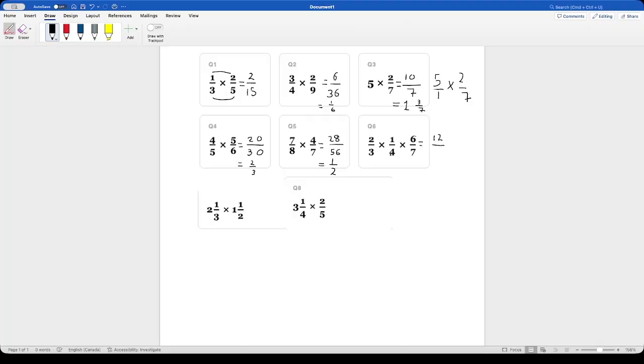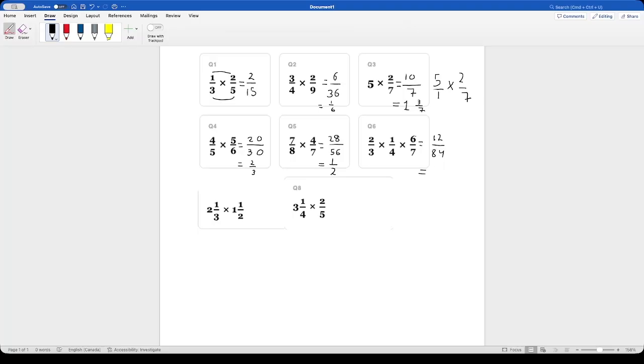Now the bottom one, 3 times 4 is going to give us 12, right? And then 12 times 7, 84. And now we can work on simplifying it. So 12 times 7 is 84.